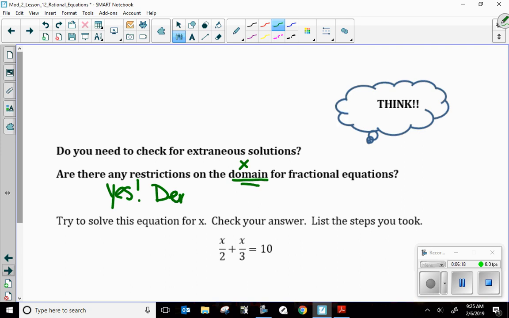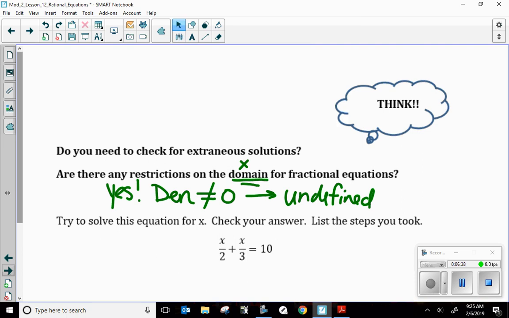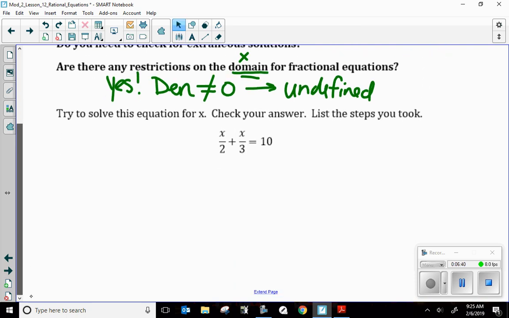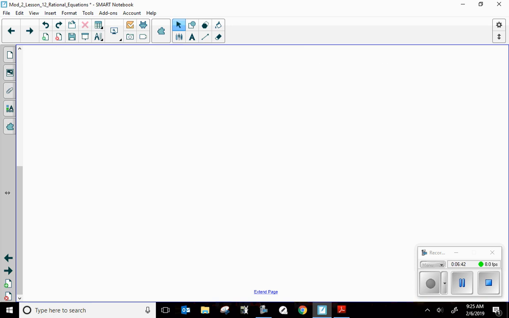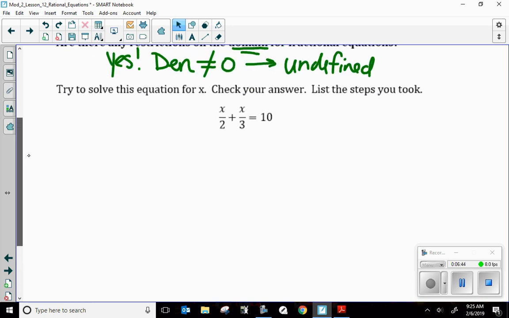My denominator in a fraction can never equal 0. If it does, the fraction becomes undefined, and undefined fractions cannot be solved, and that's a boo-boo. Okay? So, try to solve this equation for x. Let's list our steps. I'm not so concerned about checking our answer at this point. Let's just make sure we know what we're doing.